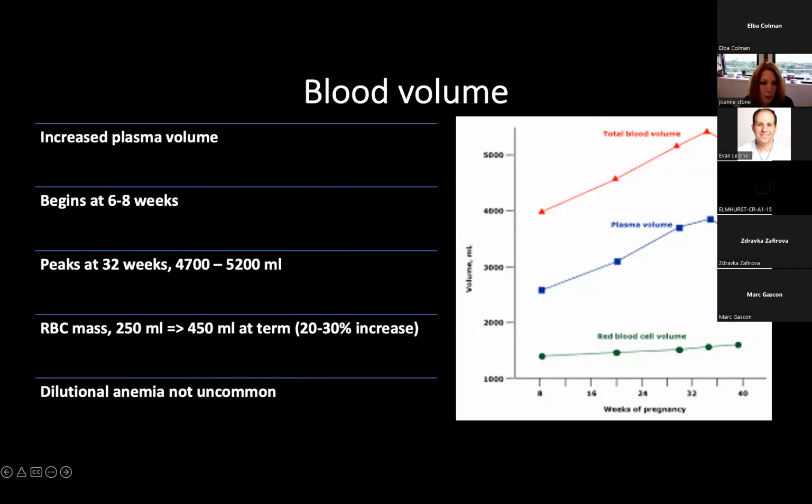So if you look at this graph here, this shows the increase in the plasma volume. And you can see at the very top, let me start from the bottom, increase in the red blood cell volume, increase in the plasma volume, and the total blood volume. This begins as early as 6 weeks in gestation. It peaks around 32 weeks, reaching about 4,700 to 5,200 milliliters. And again, red blood cell mass increases as well, but not as much as the plasma volume, which is why dilutional anemia is a fairly common finding in pregnancy.